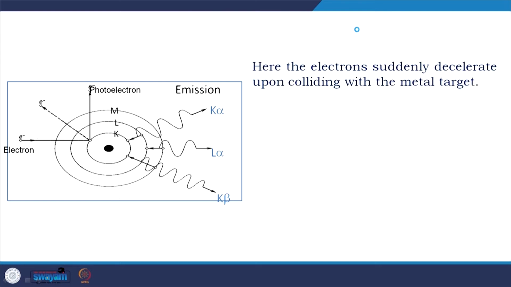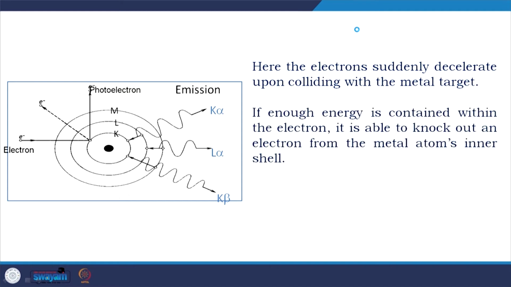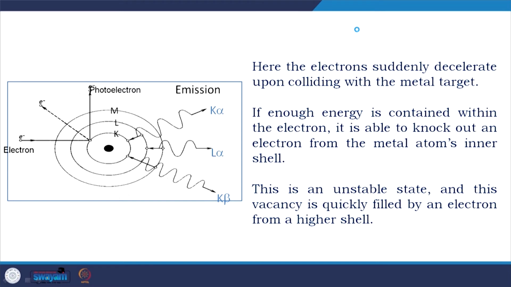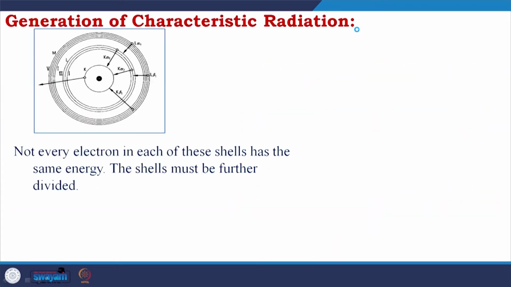Here the electrons suddenly decelerate upon colliding with the metal target. If enough energy is contained within the electron, it is able to knock out an electron from the metal atom's inner shell. That is what we want, and this is an unstable state, and this vacancy is quickly filled by an electron from the higher shell. Through this transition, we get the energy. Generation of characteristic radiation. Not every electron in each of these shells has the same energy. The shells must be further divided.